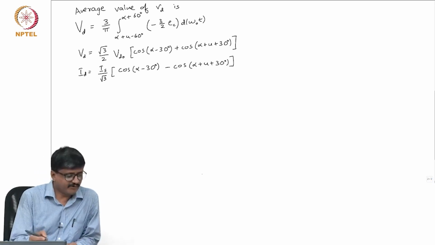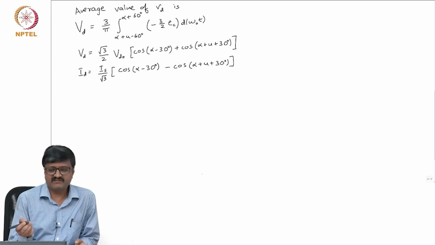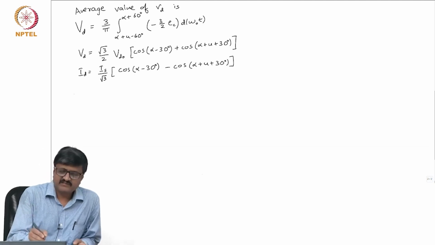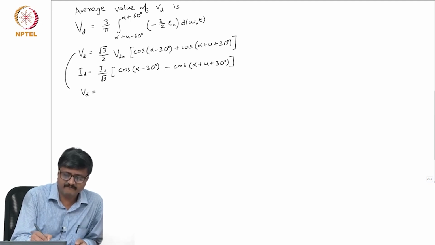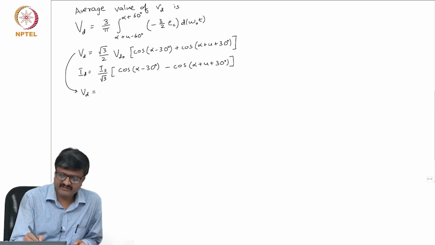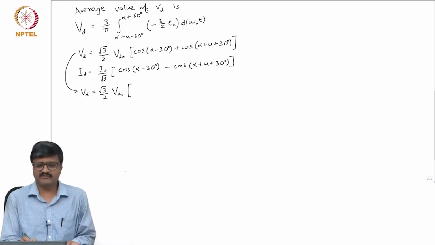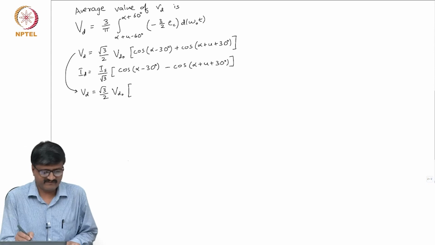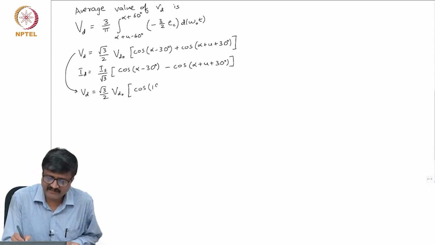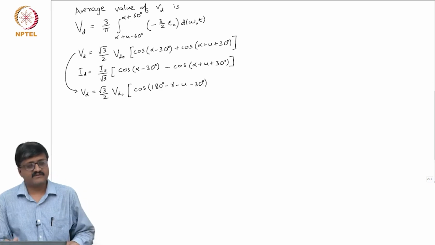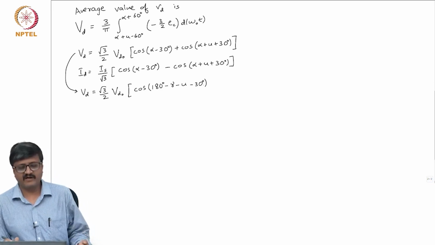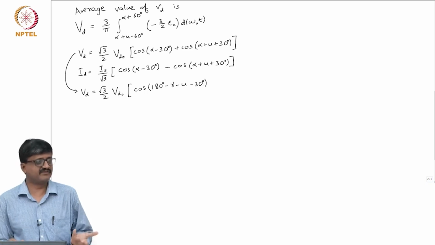Okay. So, if I want to write this instead of gamma, what is gamma? Gamma is nothing but 180 minus alpha minus u. Okay. So, if I write the expressions, so take the expression for VD. VD is root 3 by 2 VDO. So, if I write alpha in terms of gamma, it is cos 180 degrees minus gamma minus u. See, gamma is just a definition. I mean, gamma is given by 180 degree minus alpha minus u, that is all.